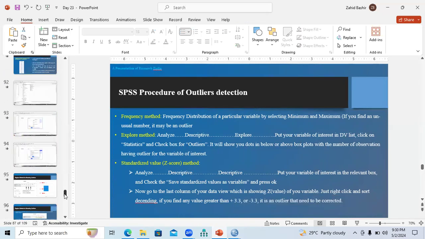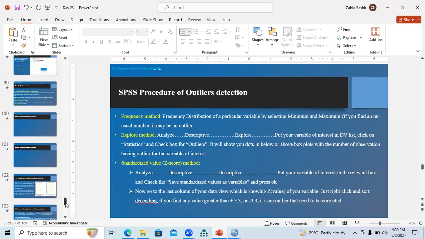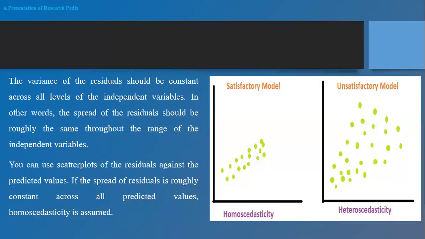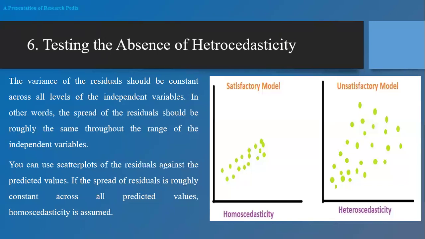Now, the last assumption that we need to test here is the absence of heteroscedasticity. How to test the absence of heteroscedasticity? What is the procedure? So first of all, you need to understand what heteroscedasticity is here.